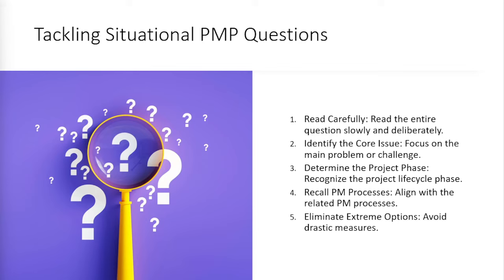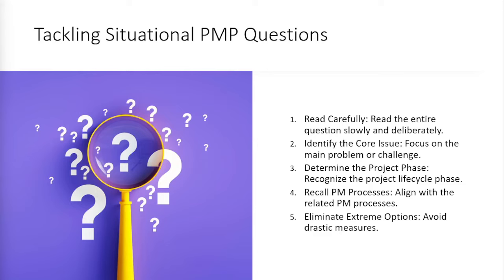I know a lot of students like that. So you got to get quick. Okay? Number 2, identify the core issue. Focus on the main problem or challenge. Number 3, determine the project phase. Recognize the project life cycle phase.